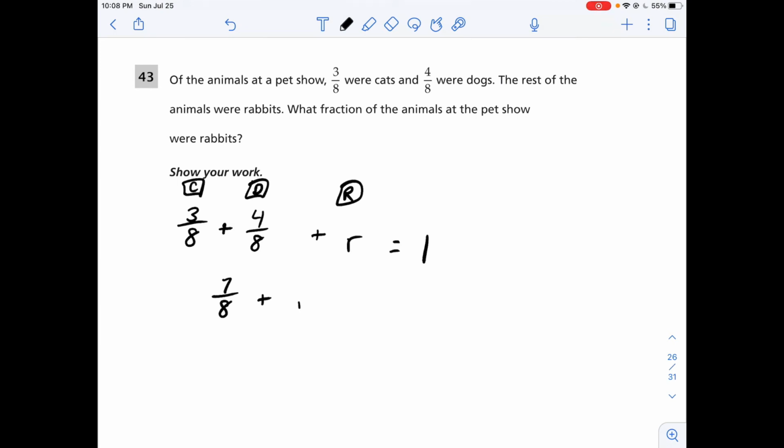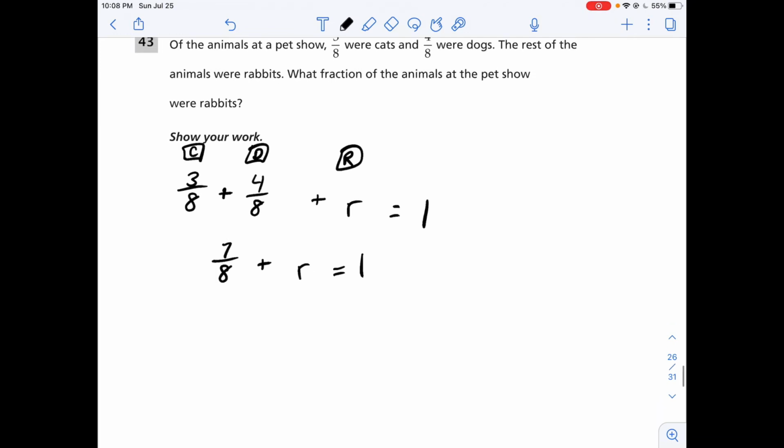7/8 plus the rabbits has to equal 1. So 7/8 plus R equals 1. 7/8 plus what equals 1? So R has to equal 1/8. Why? Because 7/8 plus 1/8 equals 1 whole. Right? Let's show that. 7/8 plus 1/8 equals 8/8, which equals 1 whole.